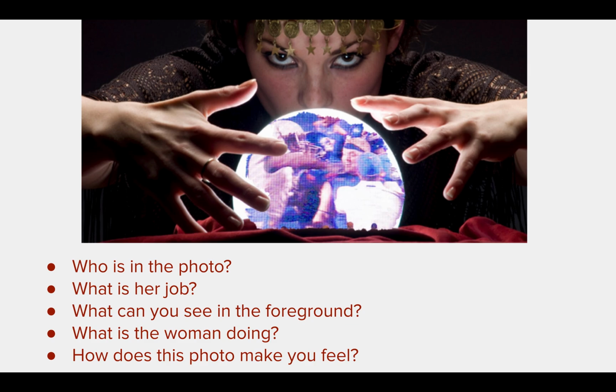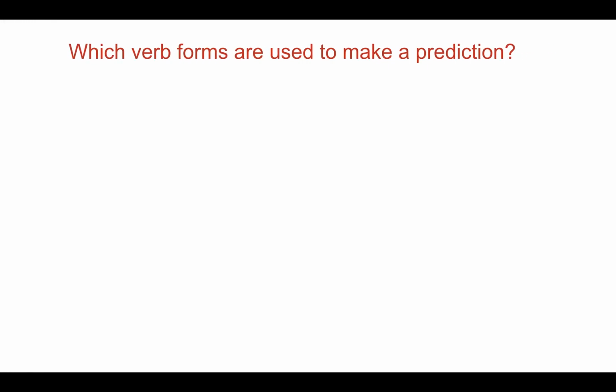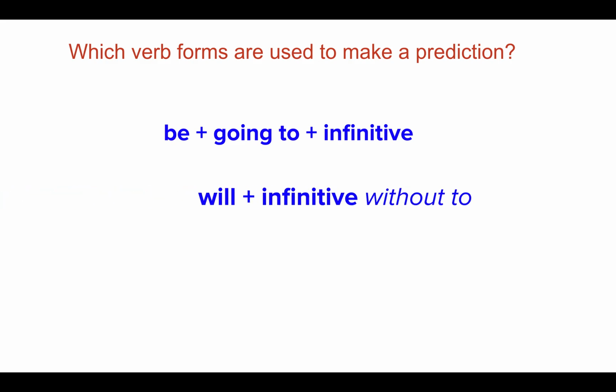Predictions about the future are made every day. Which verb forms are used to make a prediction? Sometimes we use be plus going to plus infinitive. But sometimes we use will plus infinitive. Both of these are used to talk about the future, but they have slightly different meanings.